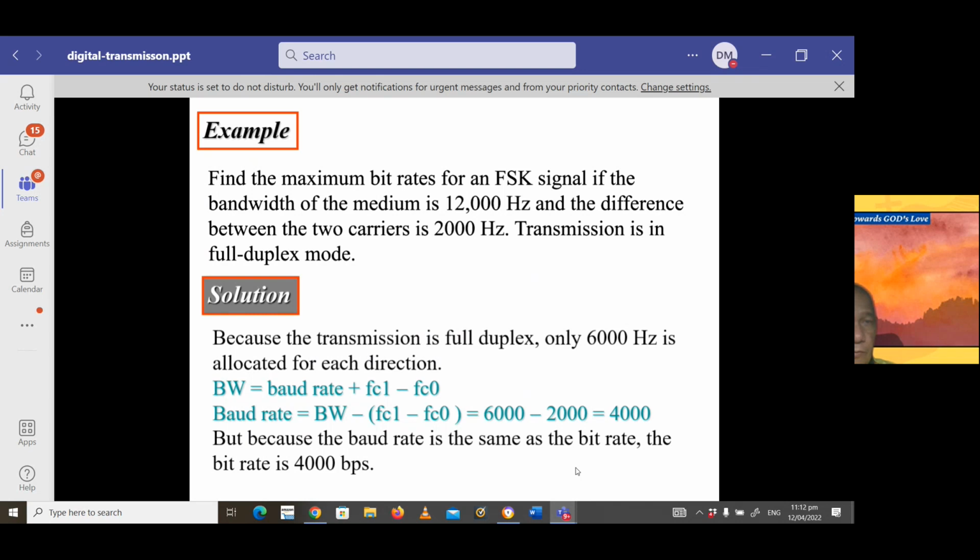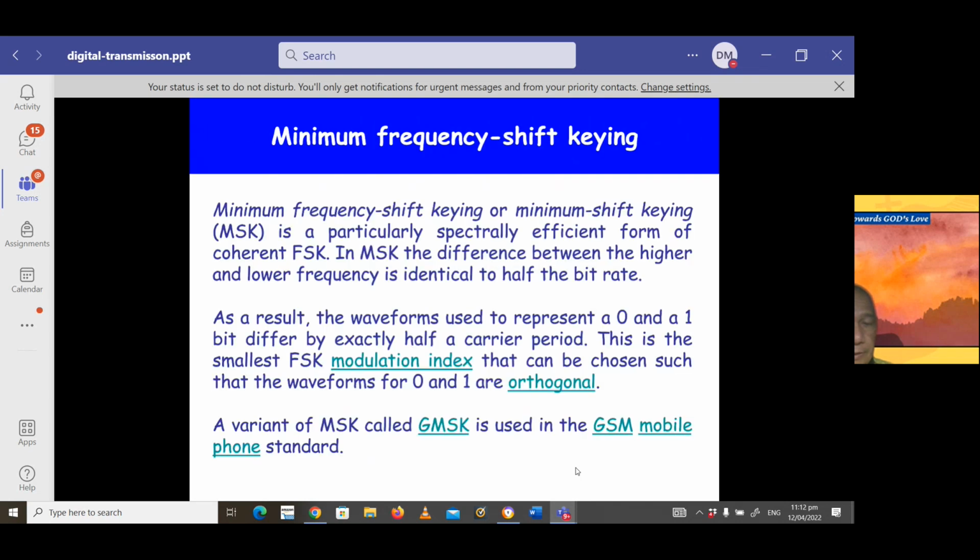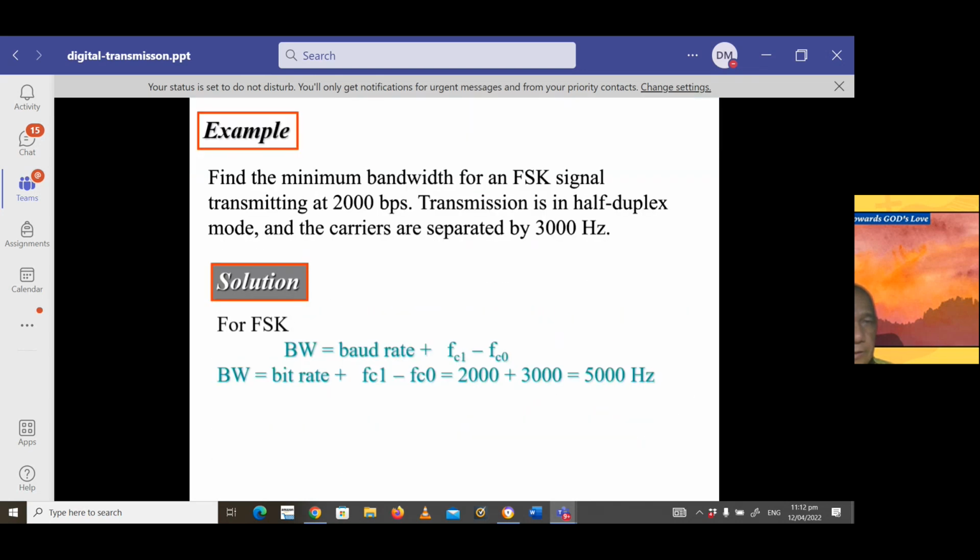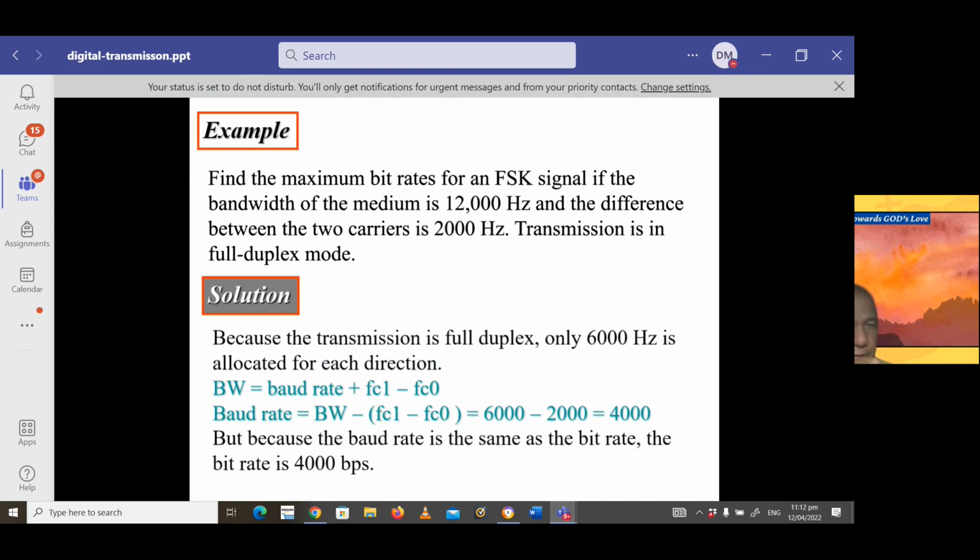How about for a full duplex? It was not shown, but it is double. Full duplex. So if the bandwidth of the medium is 12,000 and the difference between the two carriers is 2,000, then 6,000 divided by 2 minus 2,000, we have 4,000. Because the baud rate is the same as the bit rate, it is 4,000.